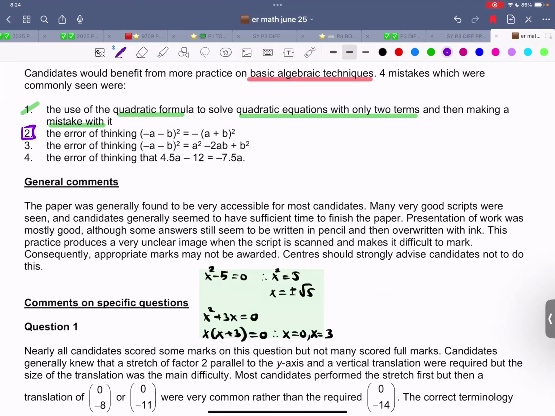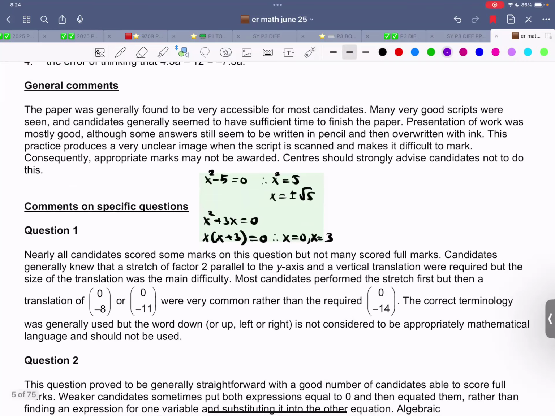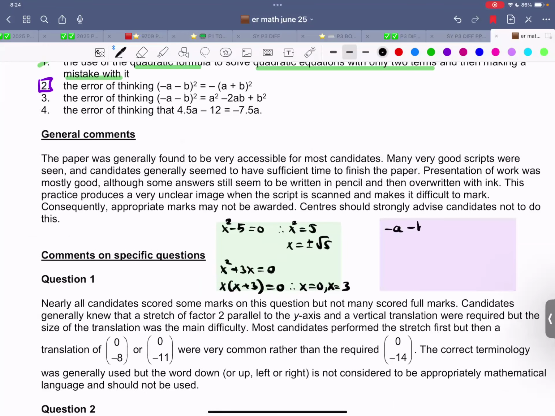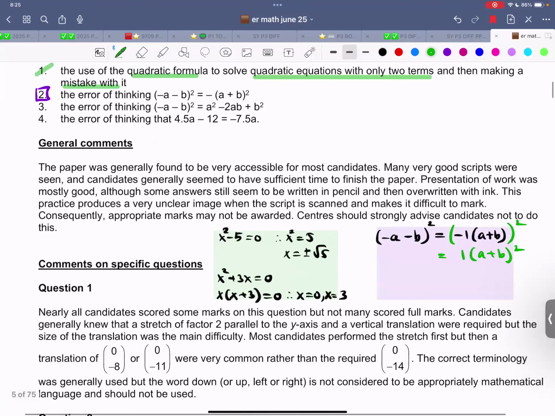That is the error of thinking this thing is this. It's not. So now let me use another box. And over here, let me write it. That is negative a negative b whole square. Negative a negative b whole square is negative 1 common, a plus b, the whole thing square. So the square applies on -1 also. Therefore, this is +1, a plus b whole square. This is the correct thing.